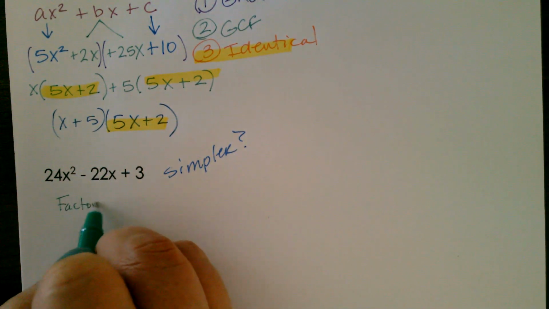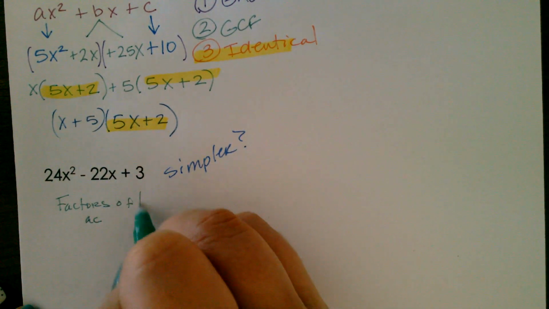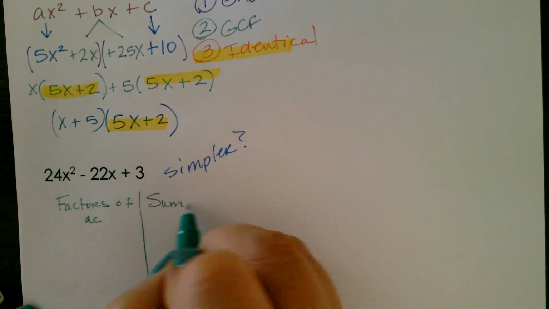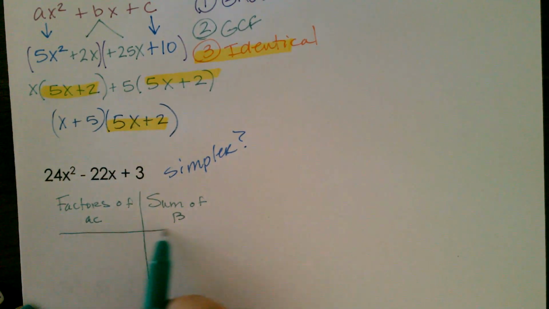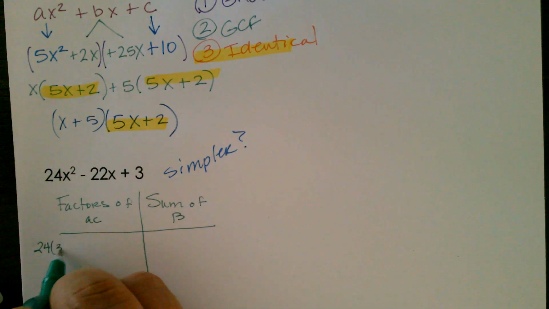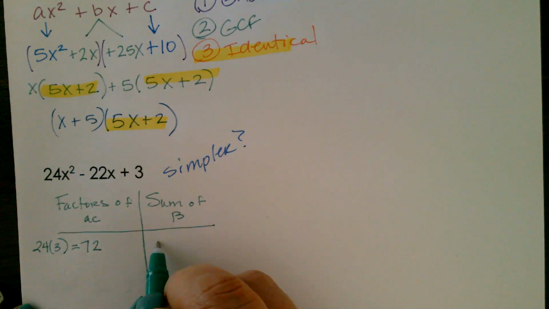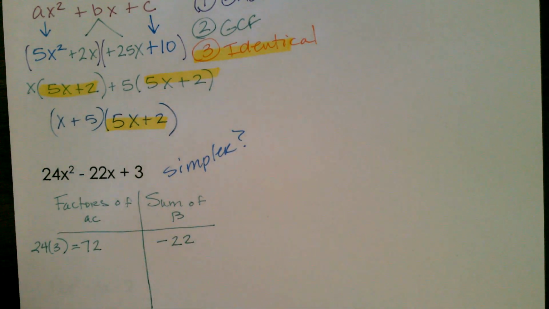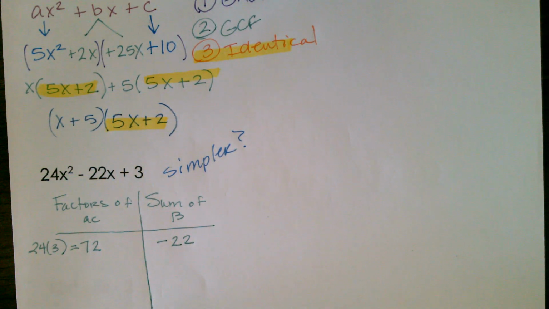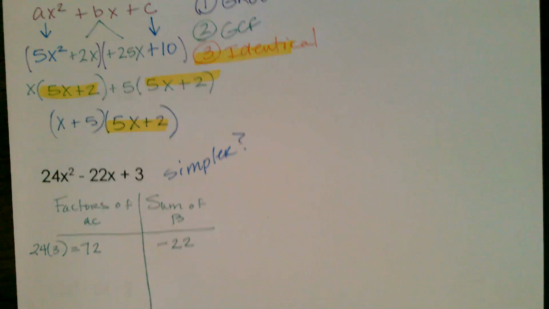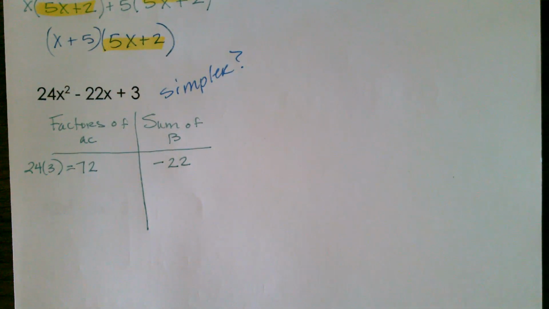I now will make my table. I need factors of A and C that give me a sum of B. So 24 times 3 is 72, that have a sum of negative 22. So I need factors that get me a positive 72, but when I'm done multiplying, they get me a sum of negative 22. So what does that mean about what we're multiplying together? These would both have to be negative.